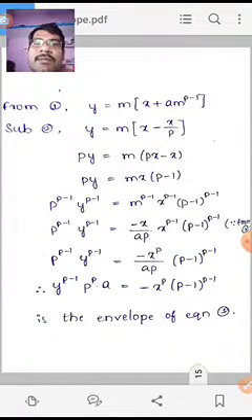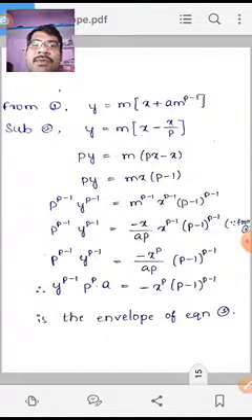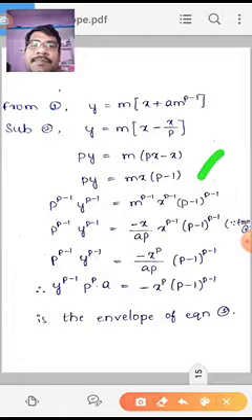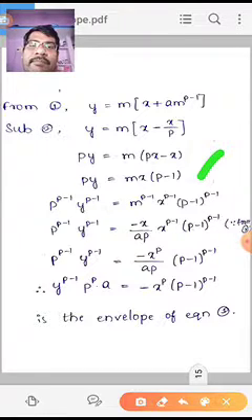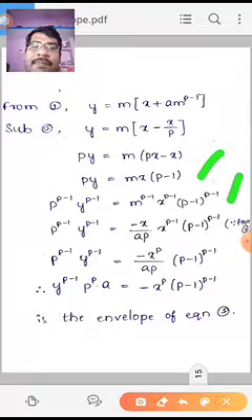You have to simplify it. We are getting py is equal to mx into p minus 1. Here both sides we have to multiply by powers p minus 1, we are getting this result.